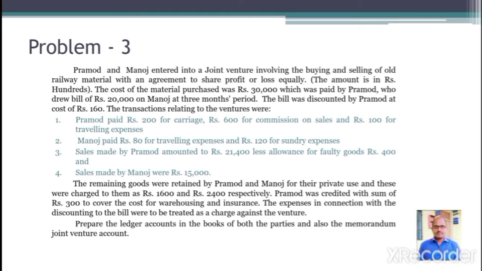The remaining goods were retained by Pramod and Manoj for their private use. Those were charged to them at rupees 1,600 and 2,400 respectively. Pramod was credited with sum of rupees 300 to cover the cost of warehousing and insurance. The expenses in connection with discounting of the bill were treated as the charge against venture. Prepare ledger account in the books of both the parties and also Memorandum Joint Venture account.